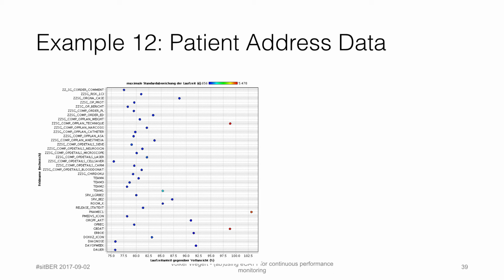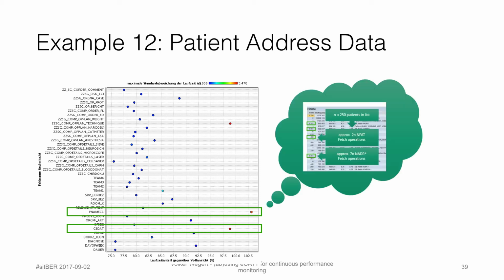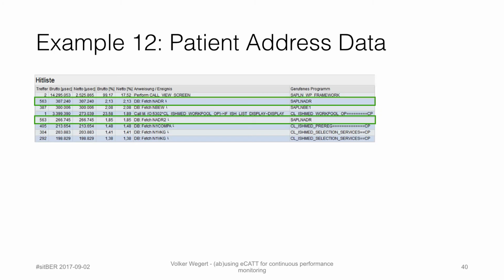This is a graph for a single view that shows the columns on the left side and a rough comparison between the runtime of the total view and the runtime of the isolated column. This graph gives an impression of the fields that contribute the most to the overall runtime of the view. Unexpectedly, it turned out that the patient name and birth date were rather expensive to display. Investigating this, we found out that for about 250 patients in the list, about 1,750 address data fetch operations were required. The reason for this is a bit more involved.